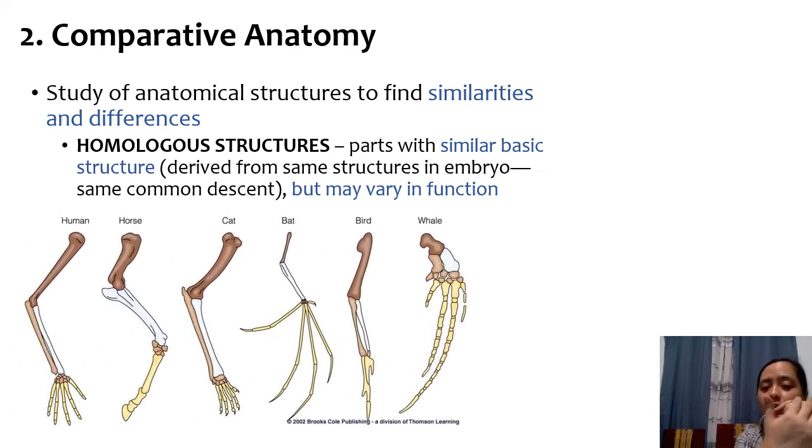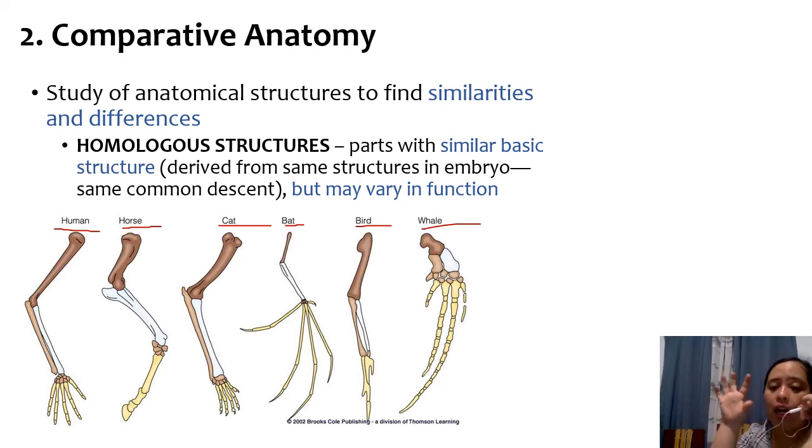may vary in function. So, as you can see in here, homologous structures all have the humerus, the femur, the tibia, the carpals, the metacarpals, you have the phalanges. All of these organisms, humans man yan, horse man yan, cat yan, cat, bat, bird, even whales, they all have the same body structure. We have the humerus, we have the tibia, and then we have the carpals, we have the metacarpals, and then we have the phalanges. So, pareho pa rin tayo anatomy-wise. Kaya lang, iba-iba ng function.